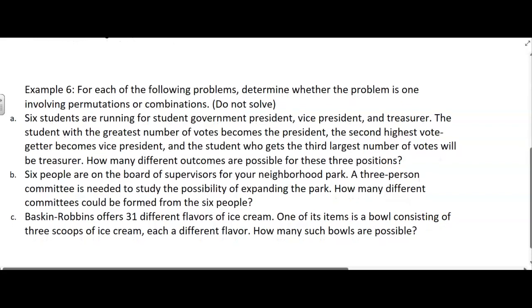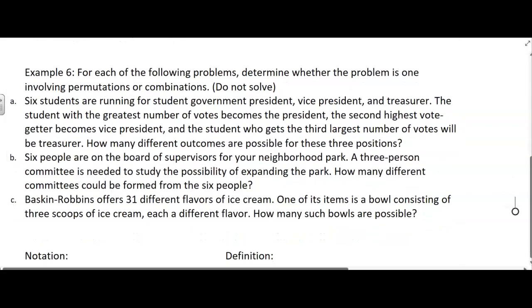So to help with that, we're going to have some examples here. Lots of words, but we're not actually going to solve the problem. We're just going to decide if it's a permutation situation or a combination. A: 6 students are running for student government: president, vice president, and treasurer. The student with the greatest number of votes becomes the president. The second highest vote getter becomes vice president. The student who gets the third largest number of votes will be treasurer. How many different outcomes are possible for these 3 positions?